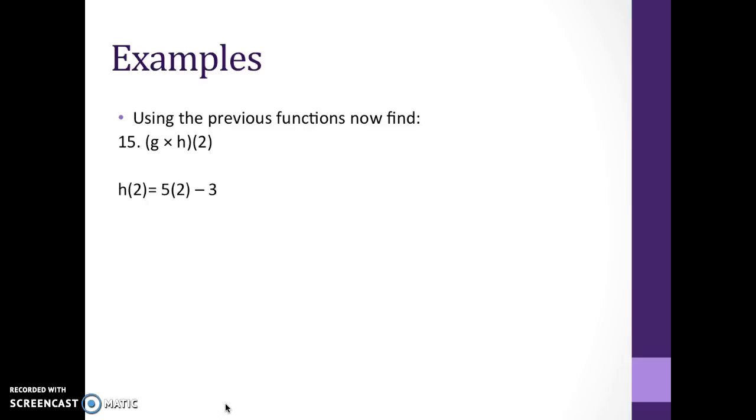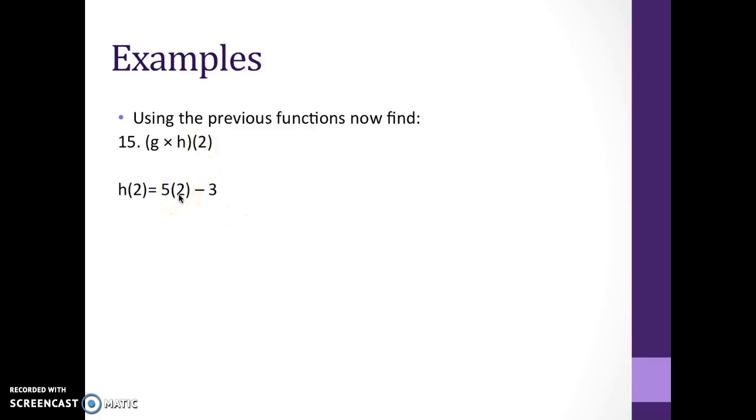Now let's look at some more examples. We want to use the same functions that we previously used for the last set of problems: x cubed plus 8, x minus 1, and 5x minus 3. For number 15, we want to find g times h when x is 2. So we take h and substitute this 2 in for the x in h.